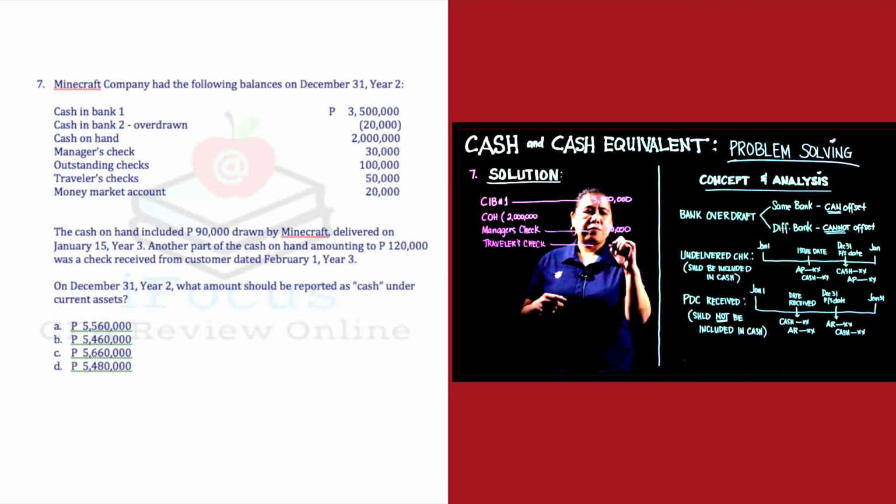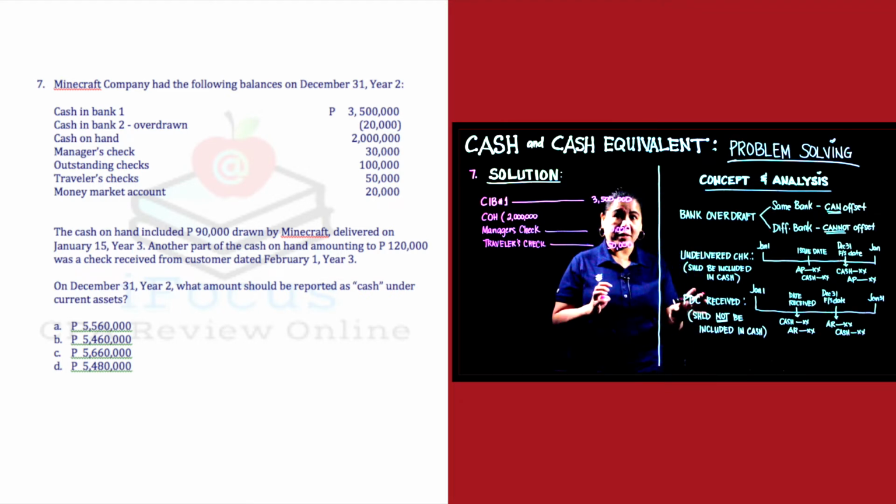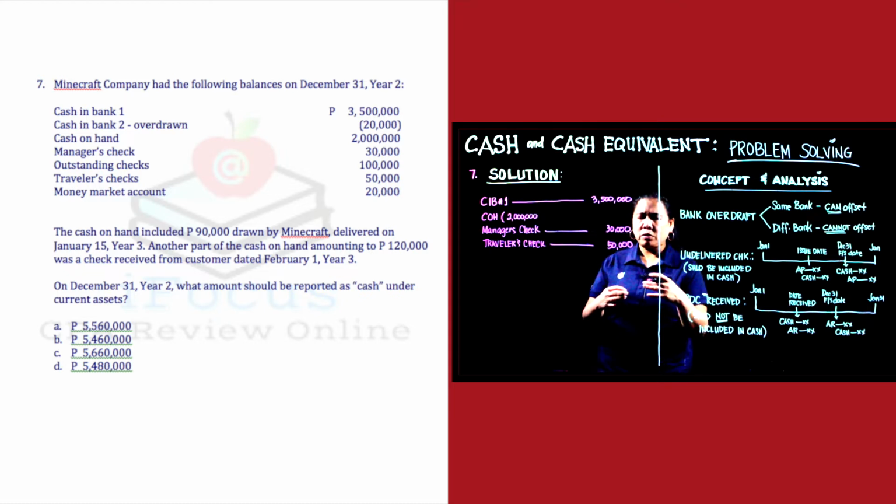Amounting to 50,000. Now, another item is money market account. Money market account is considered as cash equivalent. Pero dito sa problem natin, hindi tinatanong ang cash equivalent, kundi tinatanong lang kung magkano ang cash. Hindi natin i-consider yan sa ating total cash.